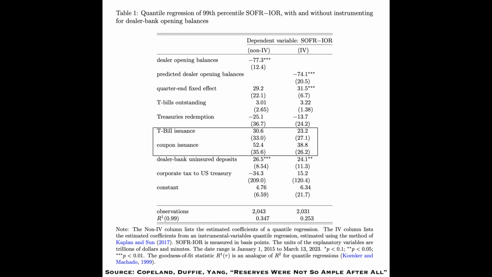Other factors in your regression of what impacts SOFR or the spread are T-bill issuance, Treasury coupon issuance, and the redemption of those. I guess T-bill issuance is correlated with a widening SOFR-IOR spread, but less correlated than coupon issuance. So if the Treasury funds itself with a 1-month Treasury bill instead of a 10-year Treasury note or bond, that is less correlated to a widening of the SOFR-IOR spread than if it was a 10-year note.